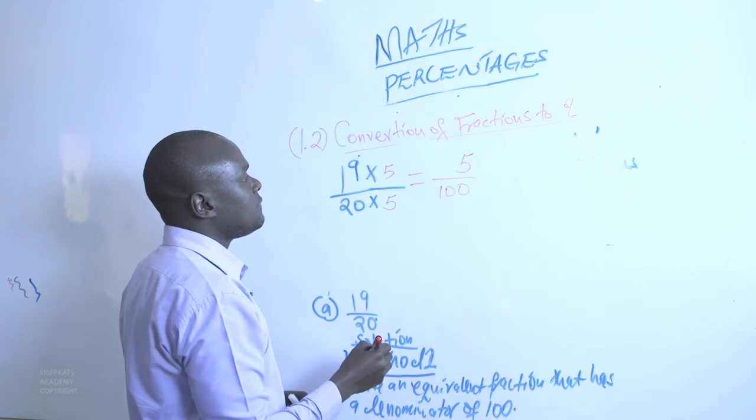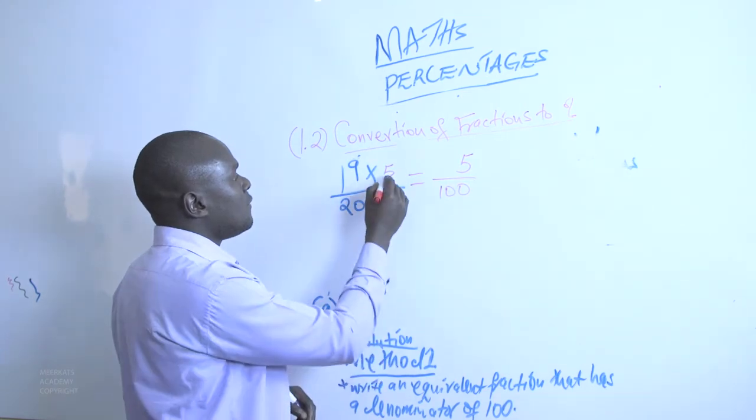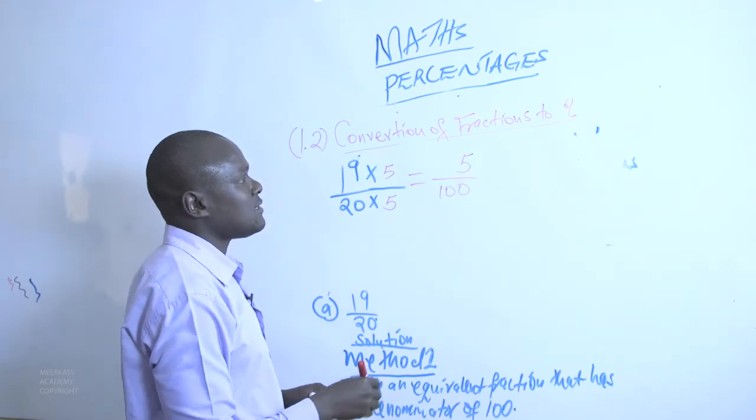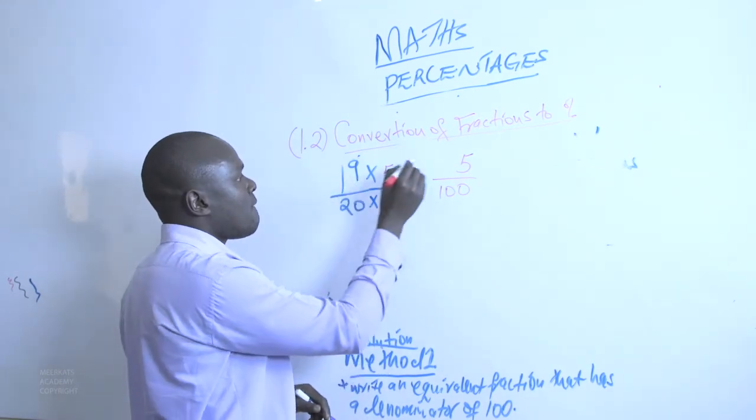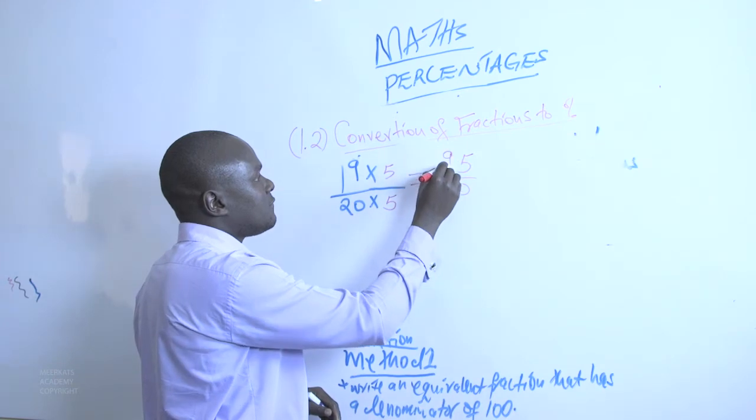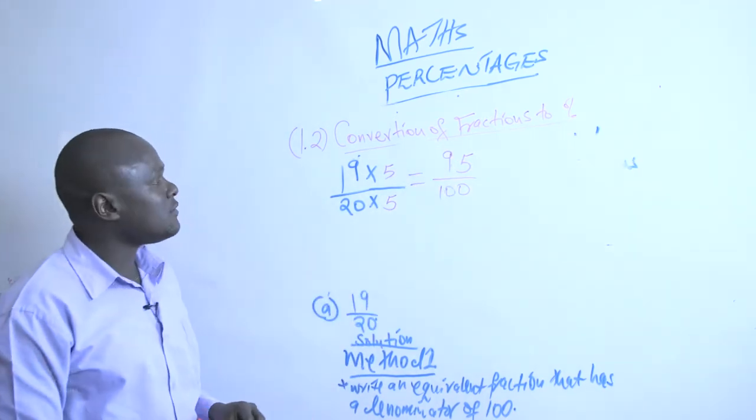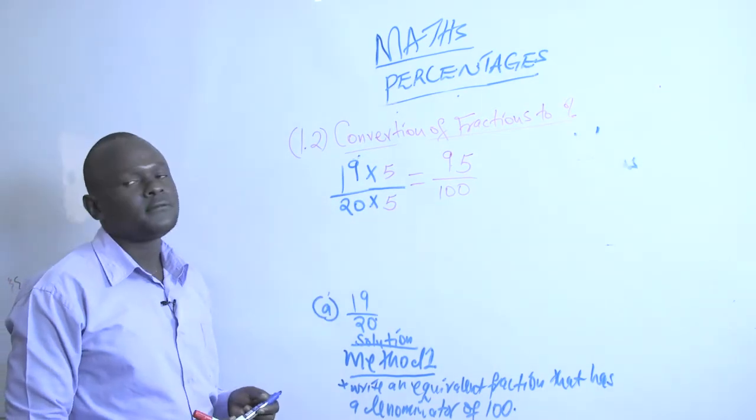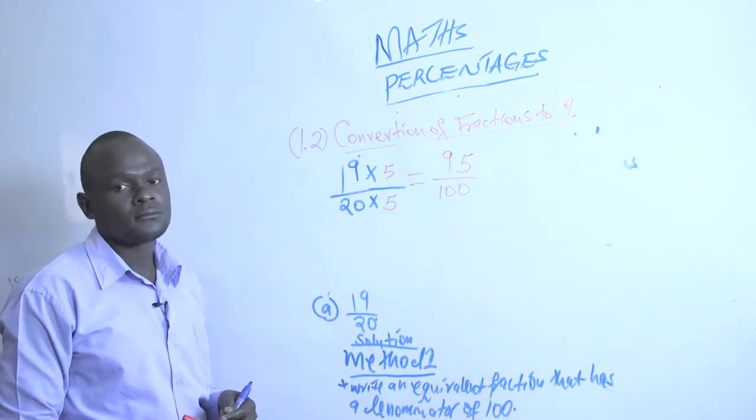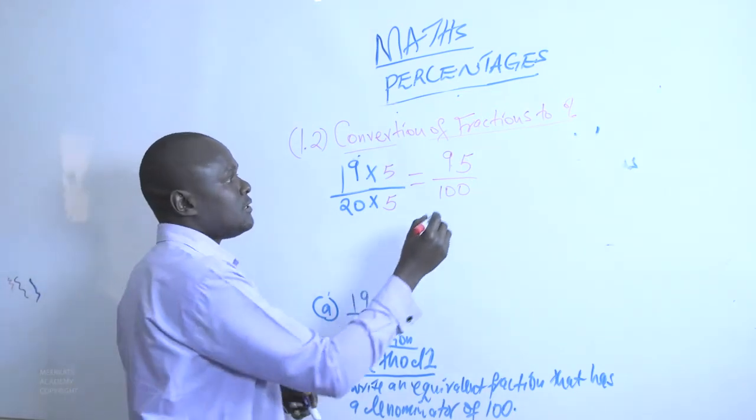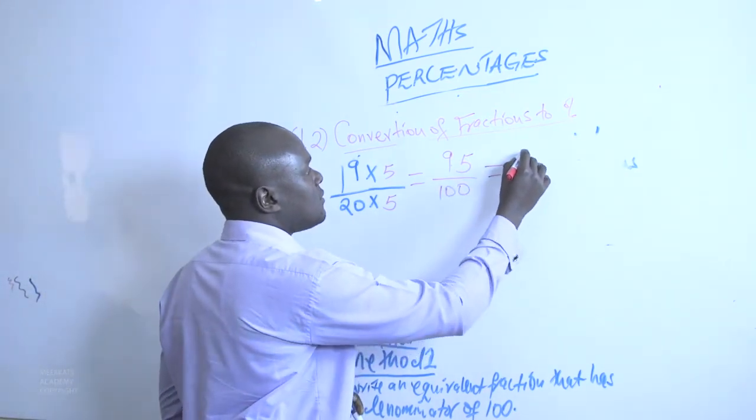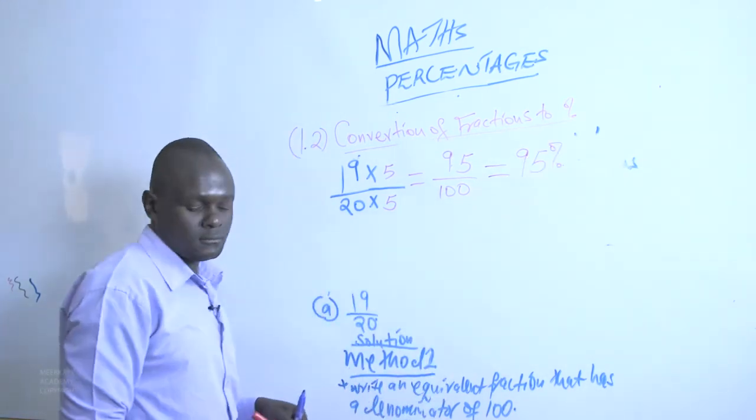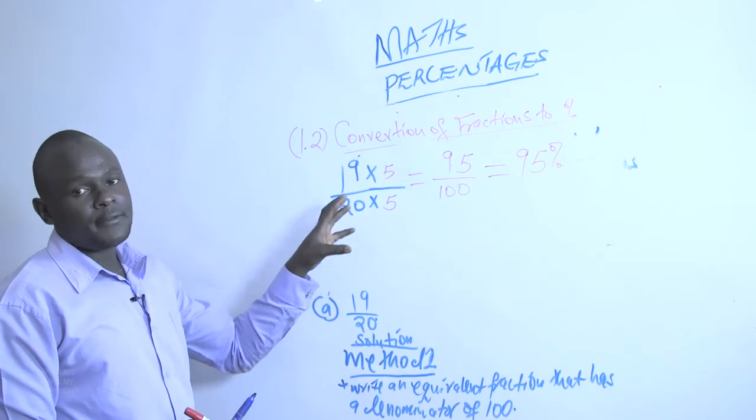9 times 5 will give us 45. 5 times 1 is 5, plus 4, that will give us 95. So the equivalent fraction to 19 out of 20 will be 95 out of 100. And 95 out of 100 is the same as 95%. That is applying the first method.